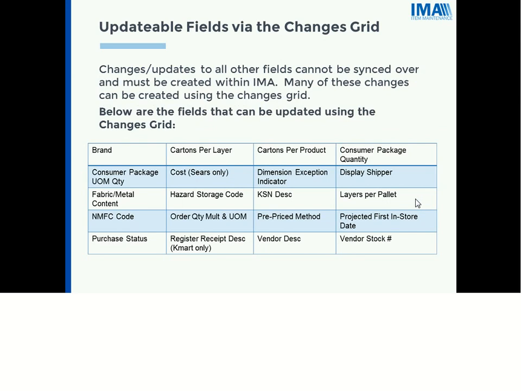These are a list of all the updatable fields that you can do via the Changes grid. Changes or updates to all other fields cannot be synced over and have to be created within IMA. Whenever you start working with the Changes grid, if you've done manual change requests before, where you do it one at a time, I think you're really going to like the Changes grid. It's going to save a lot of time versus doing it manually one by one. You can do multiple change requests for up to 50 items at a single time.